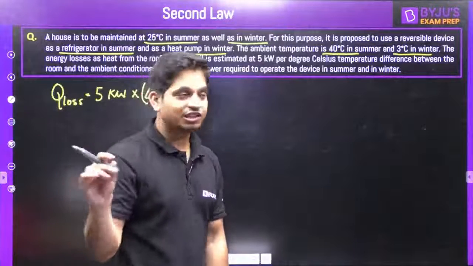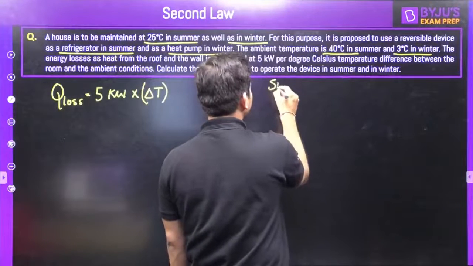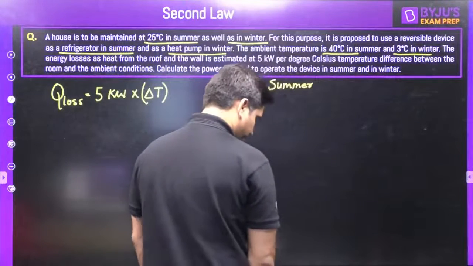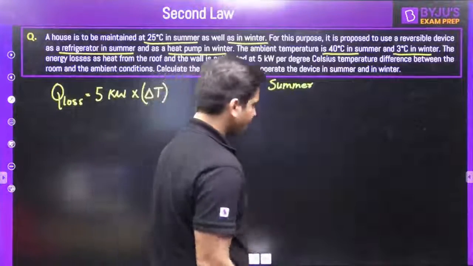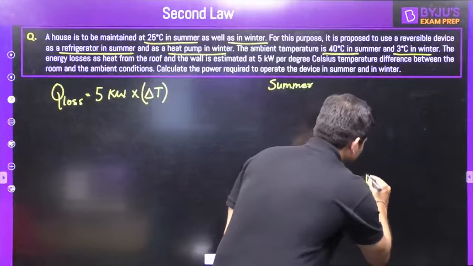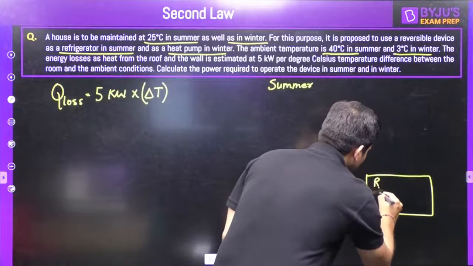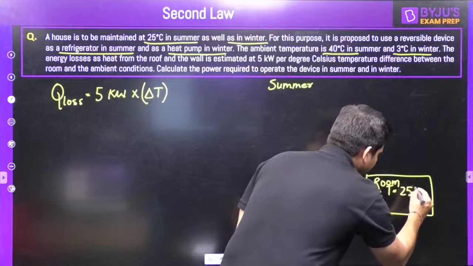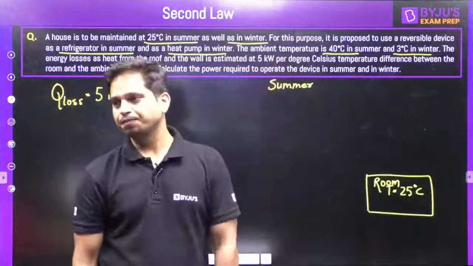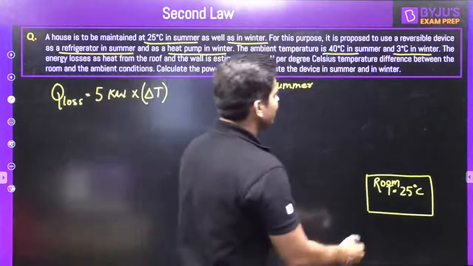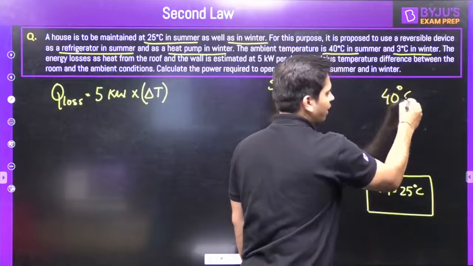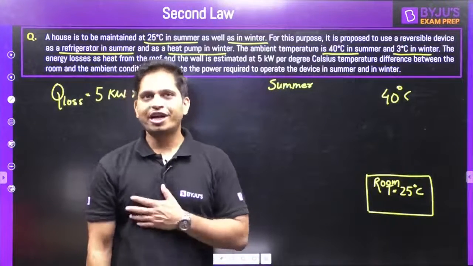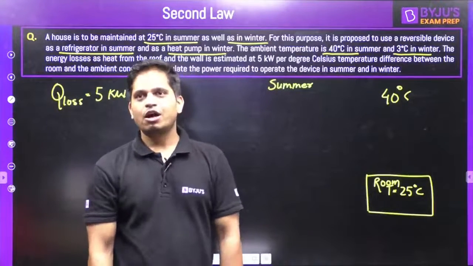Okay, let's take case 1, the summer case. Now what is happening? Look, I have a room that I have to maintain at 25 degrees Celsius. My surrounding is at 40 degrees Celsius. In summer, in July or August, outside temperature is more, right? And for comfort I have to maintain 25 degrees Celsius.